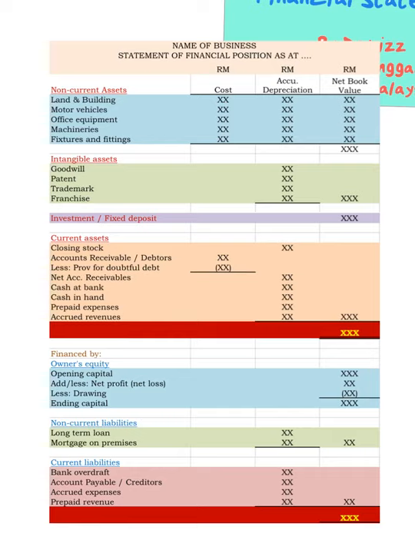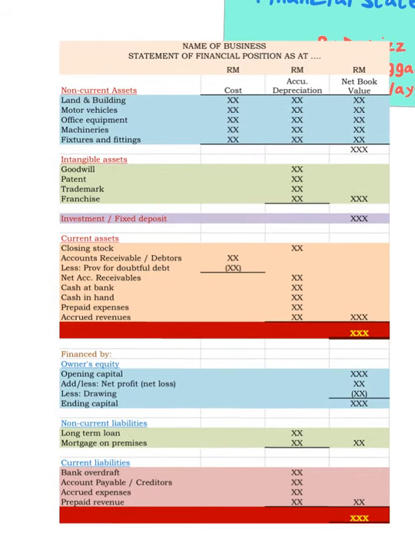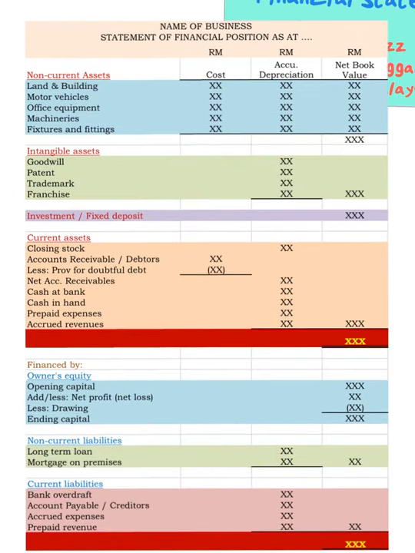Okay, so now we are going to look at the second statement that you will need to prepare for your financial statement. This is the second statement, the one that we call the statement of financial position. Just now we have the statement of profit or loss for the year ended 31st December 2019, but this one we have statement of financial position as at 31st December 2019. So as you can see, even the format of the statement is also different.